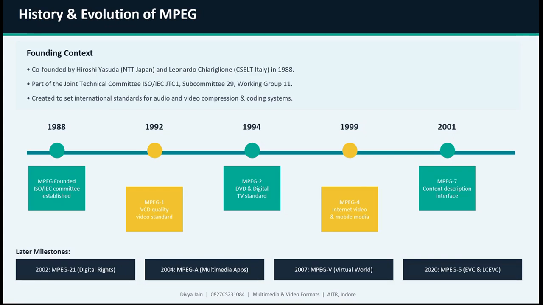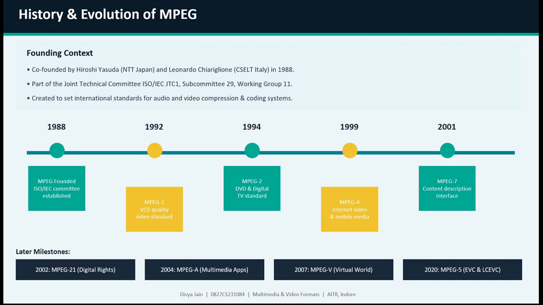History and evolution of MPEG. Let's look at the timeline. MPEG was founded in 1988. By 1992, MPEG-1 was published. It was designed for VCD quality video on CD-ROMs. In 1994, MPEG-2 arrived, bringing DVD and digital TV quality. This is still widely used in broadcasting today.